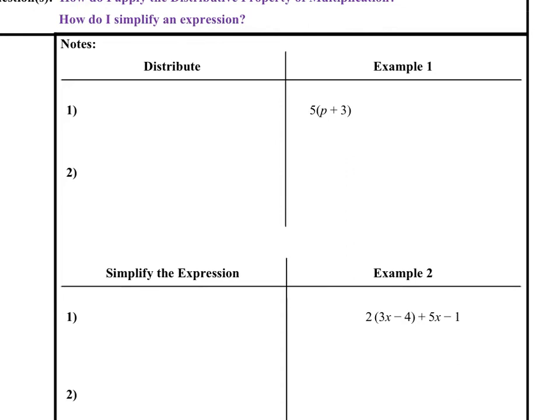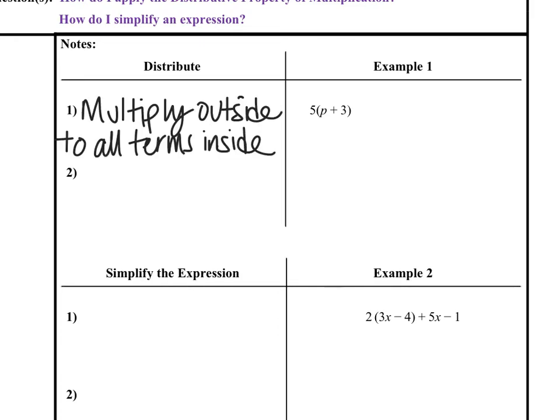When we distribute, we want to multiply what's on the outside of the parentheses to all the terms inside of the parentheses. So in this case, we want to mark our distribution. I'll first multiply 5 times p, which gets me 5p. I'm going to do 5 times 3, which gets me 15. So the last step here is to write these terms side by side. Notice how I connected them with an addition sign.